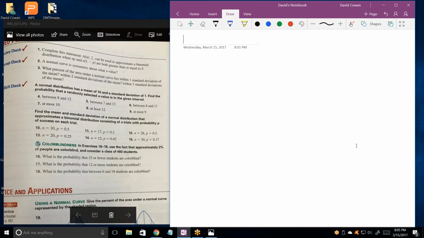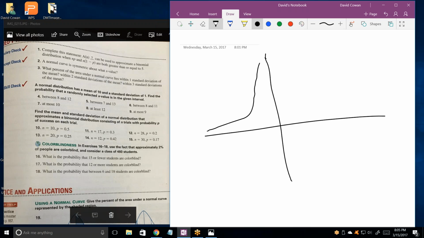What does it mean? It's symmetric about what x value? Well, I think what it means is a normal curve looks like this, a bell-shaped curve. What x value is it symmetric about? That's what I'm not sure about. I was really confused. What's that x value right there?